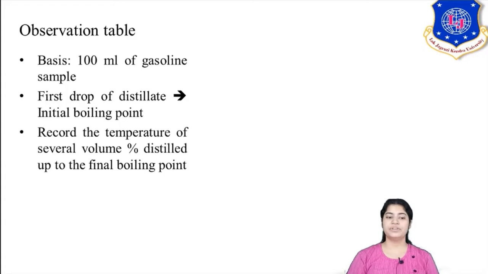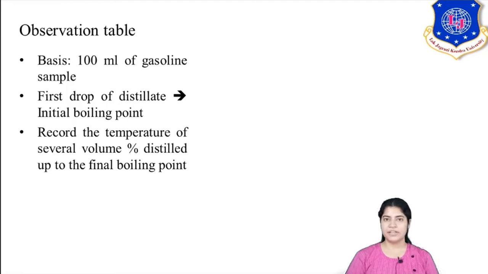So here we record the temperature at several volume percents distilled, up to the final boiling point. As my mixture is heating, more and more vapors are formed, so distillate will also be obtained continuously. I am collecting the data of temperature against the corresponding percent volume distilled. For example, at every 5 ml of distillate collected, I note down the temperature. Because my basis is 100 ml, 5 ml of distillate constitutes 5% volume distilled.